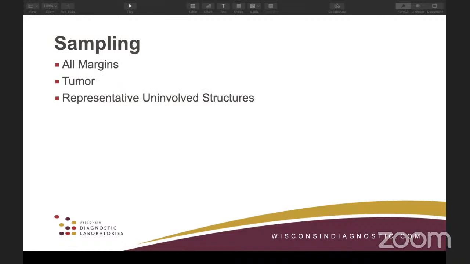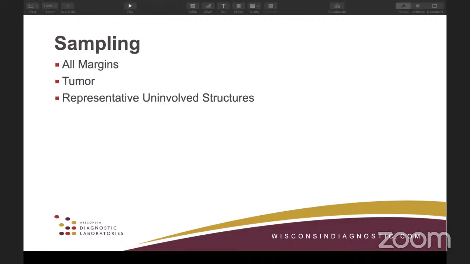Okay, now we're going to talk about sampling. So when you're sampling your specimens, you want to take samples of all the margins. So this is where I like to talk about you having a system for how you're going to gross in a specimen. Before you start, you look at the clinical history and you decide, okay, what sections do I need to have? And that includes all the margins. So determine which margins you need and how you're going to sample them, whether en face or perpendicular.